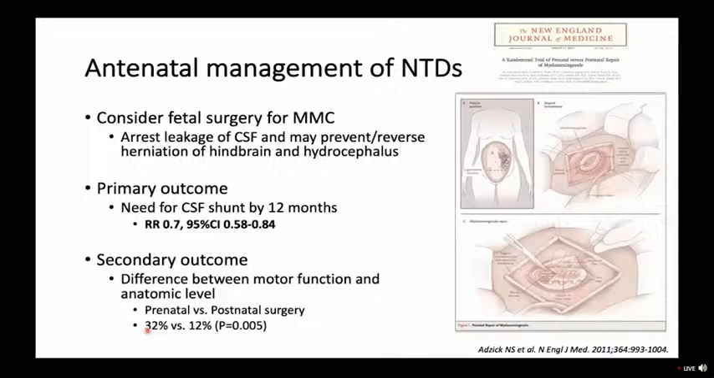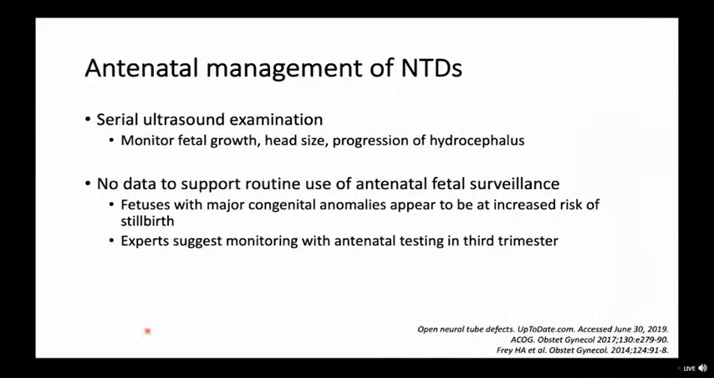If you have spina bifida and the brain looks normal, there's no ventriculomegaly, there's no banana sign, they don't meet criteria for surgery. How do I follow this patient once we've made that diagnosis?